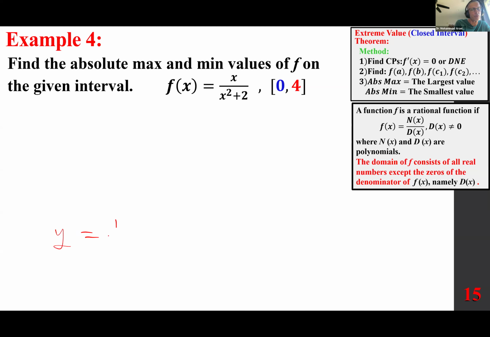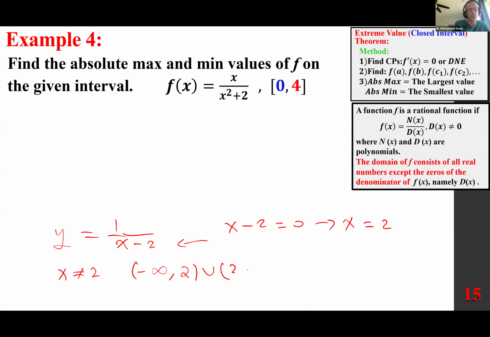For example, for y equals 1 over x minus 2, you set x minus 2 equal to 0, x becomes 2, and you are going to exclude that. The way you exclude that, you can say x is not equal to 2. However, the best format would be the interval format, negative infinity to 2 union 2 to infinity. So you're excluding number 2 because you use parentheses. That's how you find the domain.